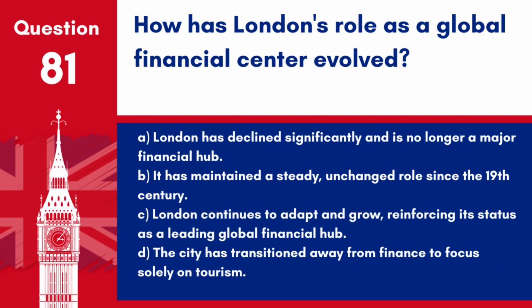Question 81. How has London's role as a global financial centre evolved? A. London has declined significantly and is no longer a major financial hub. B. It has maintained a steady, unchanged role since the 19th century. C. London continues to adapt and grow, reinforcing its status as a leading global financial hub. D. The city has transitioned away from finance to focus solely on tourism.